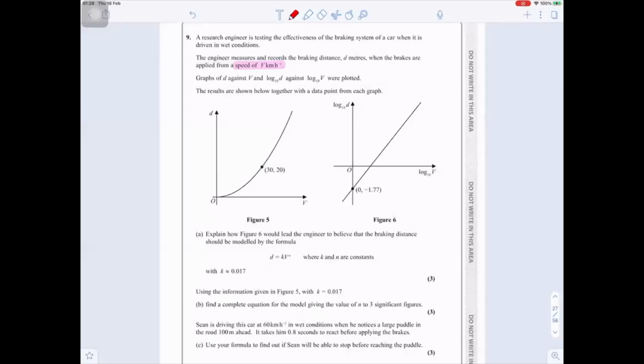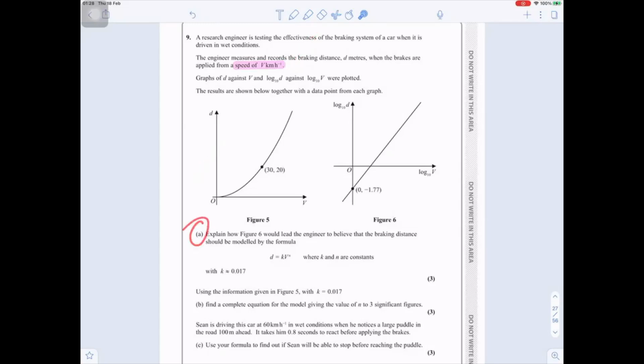Question number 9. A research engineer is testing the effectiveness of the braking system of a car when it is driven in wet conditions. The engineer measures and records the braking distance d meters when the brakes are applied from a speed of v kilometers per hour. So they've got the graphs there.